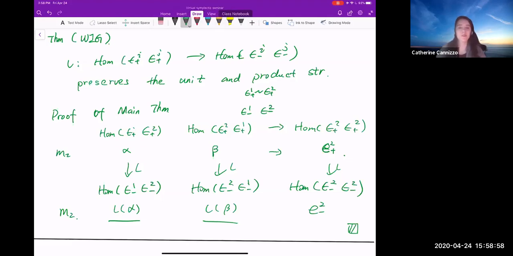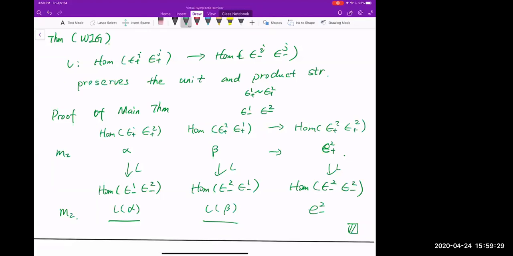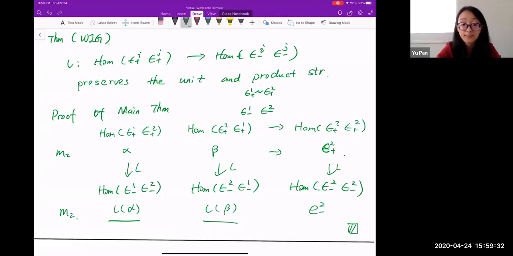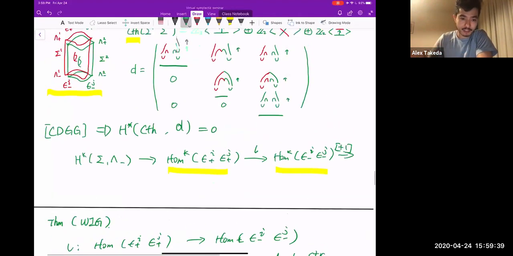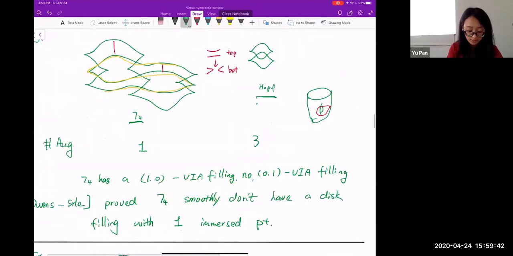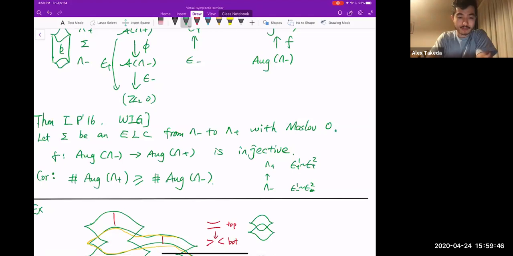Are there any questions for the speaker? I guess I have a question. The theorem that you prove says that you have this map as injective. Can you upgrade the statement to this category that you mentioned, the augmentation category?